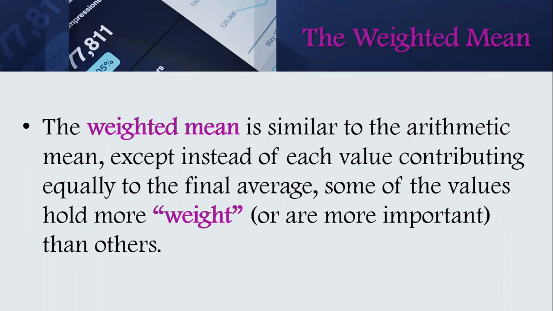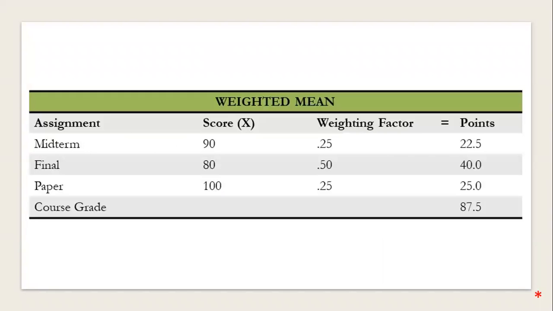The weighted mean is similar to the arithmetic mean, except instead of each value contributing equally to the final average, some of the values hold more weight or are more important than other values. One of the best examples of this is the calculation of course grades in university settings. In this example, although each assignment contributes to the final course grade, they are each weighted differently. Each assignment is figured into the final course grade according to its weighting factor.